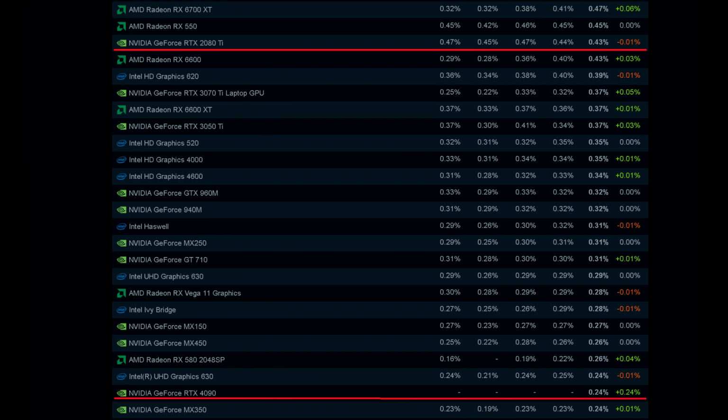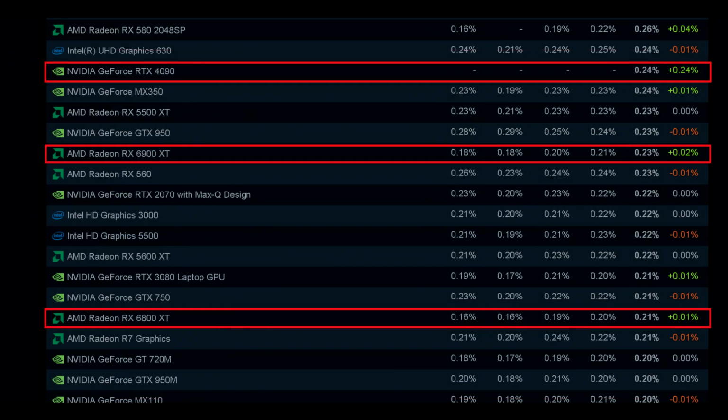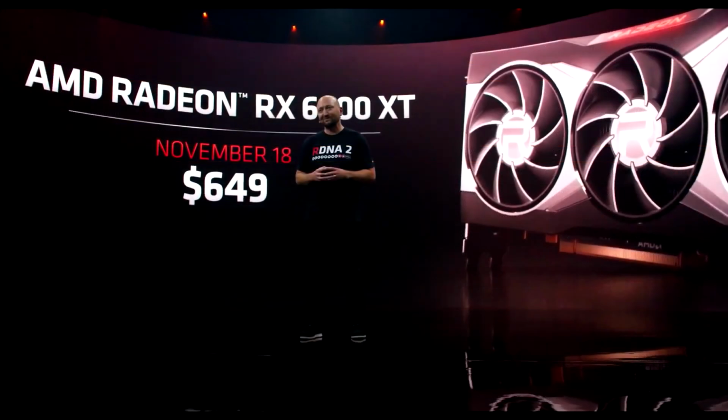Now, compared to AMD, the RTX 4090 looks even better. We can see that the RX 6900 XT is at 0.23%, and the RX 6800 XT is at 0.21%. I wasn't actually expecting to see figures like those, considering the 6800 XT was the GPU that everyone had recommended to go with when compared to the RX 6900 XT.